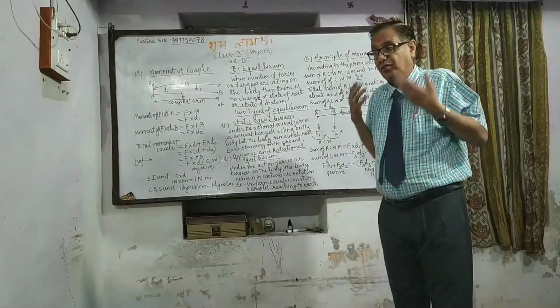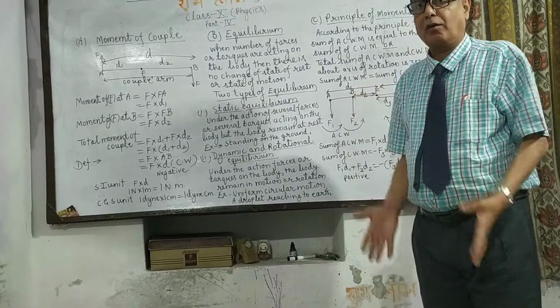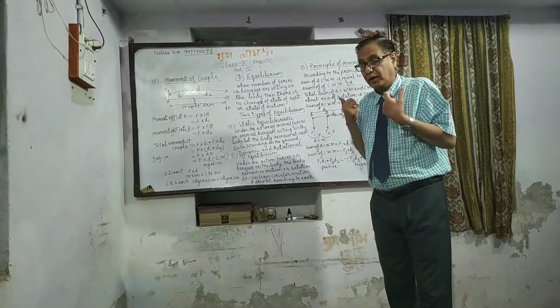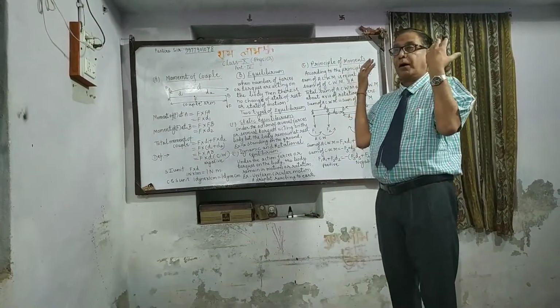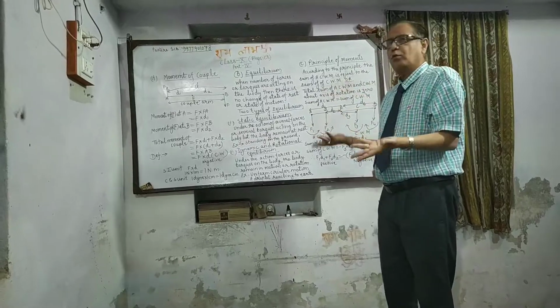An example is standing on the ground. Standing on the ground means there is an action force. The action force is the weight mg acting vertically downward. The reaction is provided by the ground. Both cancel and you are in equilibrium.